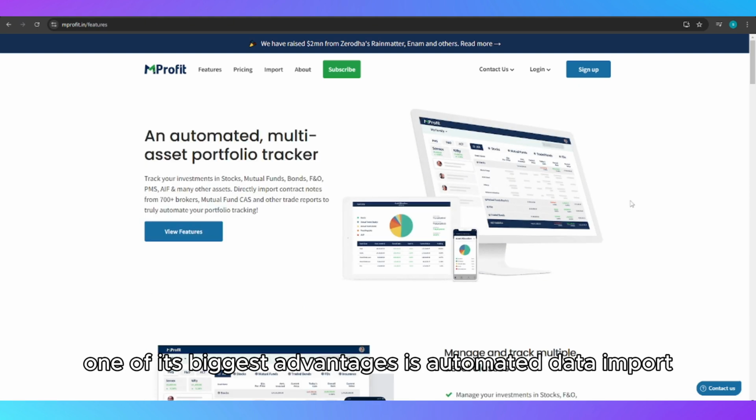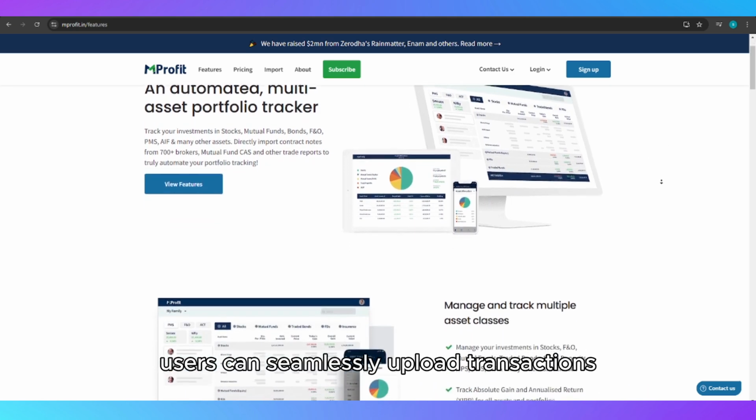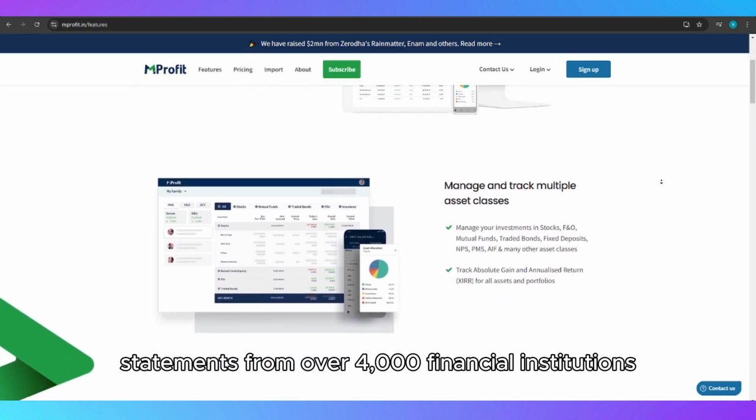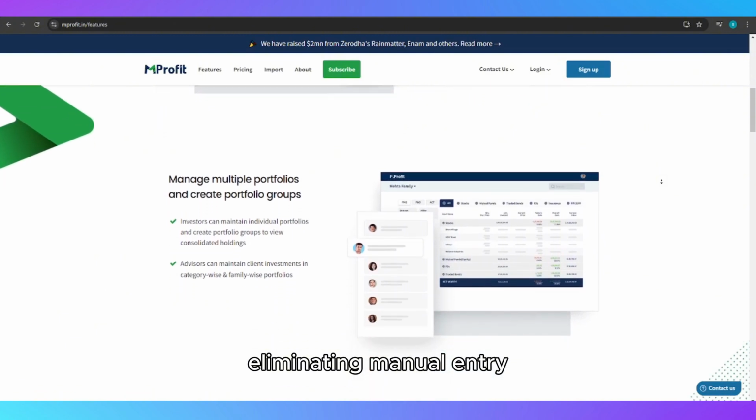One of its biggest advantages is automated data import. Users can seamlessly upload transaction statements from over 4,000 financial institutions, brokers, and mutual fund platforms, eliminating manual entry.